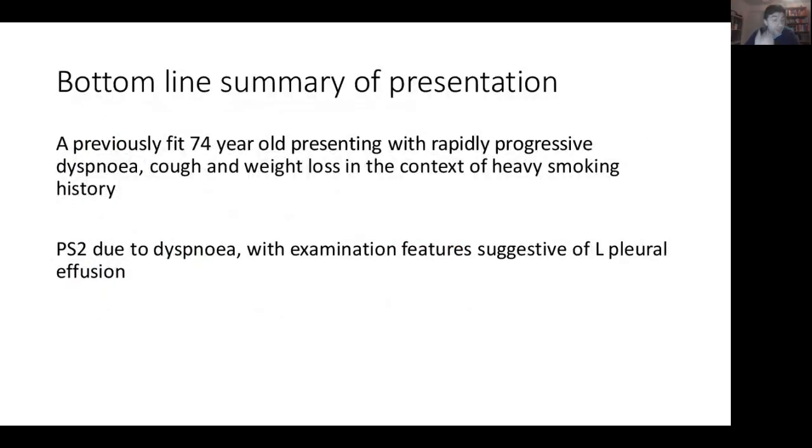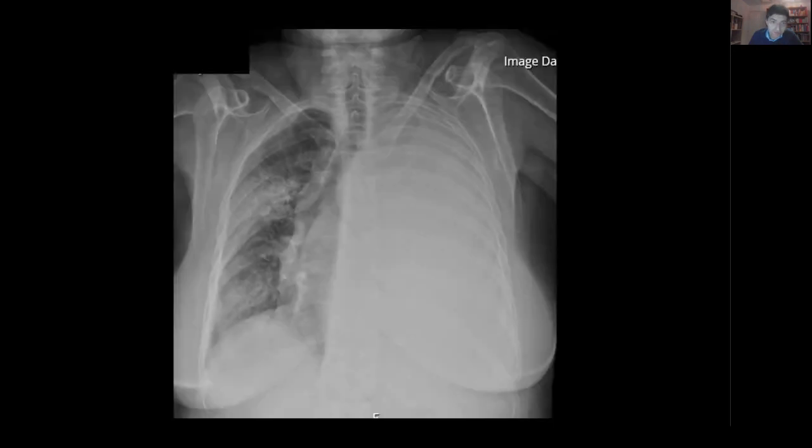So the bottom line of this woman's presentation, if you were to give a one-line summary to your professor in clinic after you've been to see her as a new referral, is that she is a previously fit 74-year-old presenting with rapidly progressing dyspnea, cough and weight loss in the context of a heavy smoking history. She is performance status 2 due to dyspnea with examination features suggestive of a left pleural effusion.